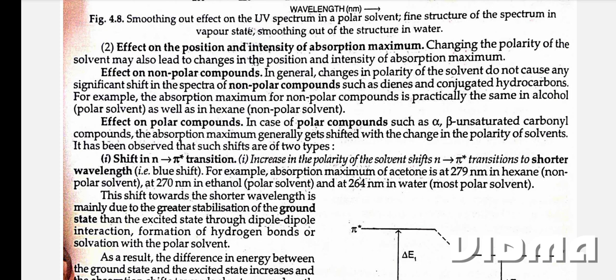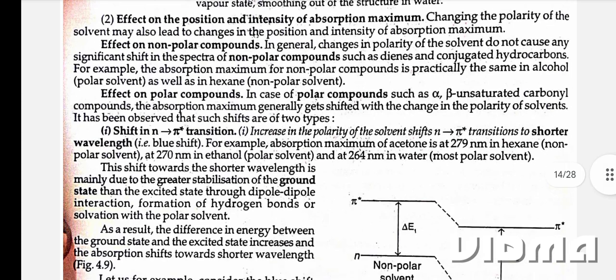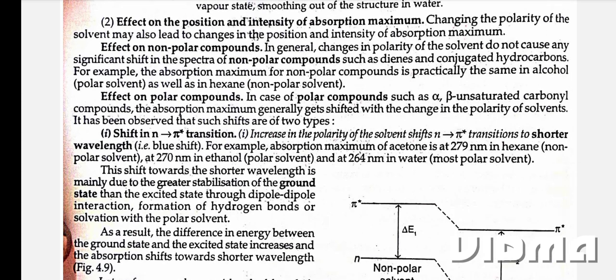Effect on non-polar compounds. In general, changes in polarity of the solvent do not cause any significant shift in the spectra of non-polar compounds such as dienes and conjugated hydrocarbons. For example, the absorption maximum for non-polar compounds is practically the same in alcohol as well as in hexane. Effect on polar compounds. In case of polar compounds such as alpha beta unsaturated carbonyl compounds, the absorption maximum generally gets shifted with the change in the polarity of solvents. It has been observed that such shifts are of two types.